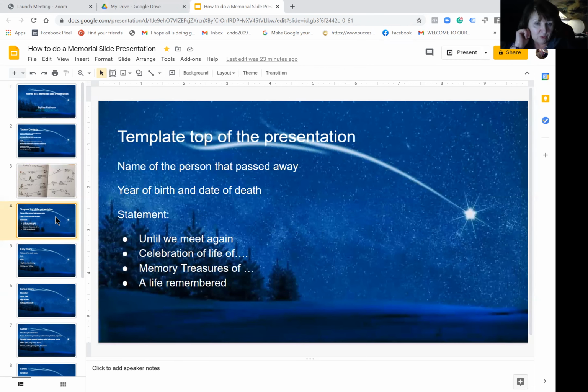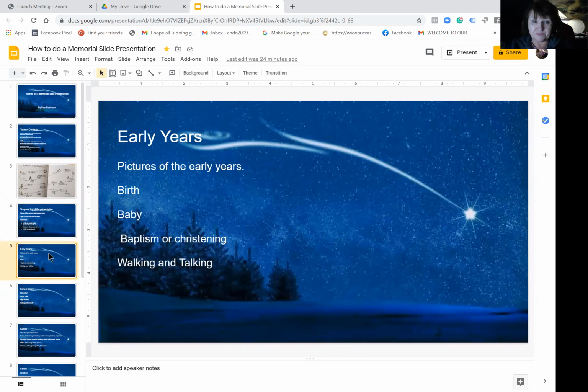The other thing I wanted to share is that this is a template for your presentation. On the very first page, you put the name of the person that passed away, the year, and the date that they passed away. And you can have a little statement on there: until we meet again, celebration of life, memory treasures of, and a life remembered.